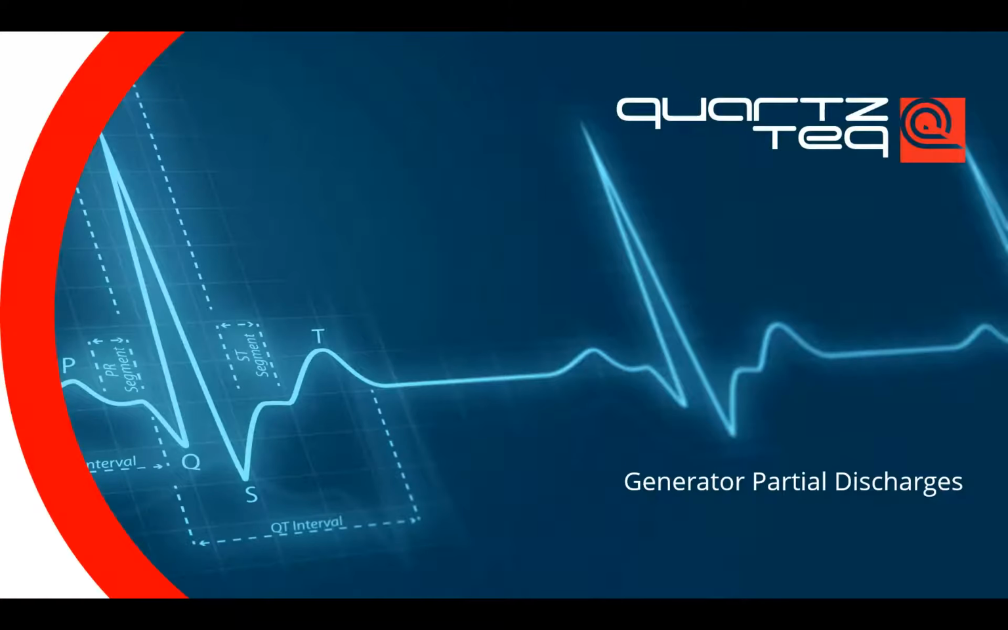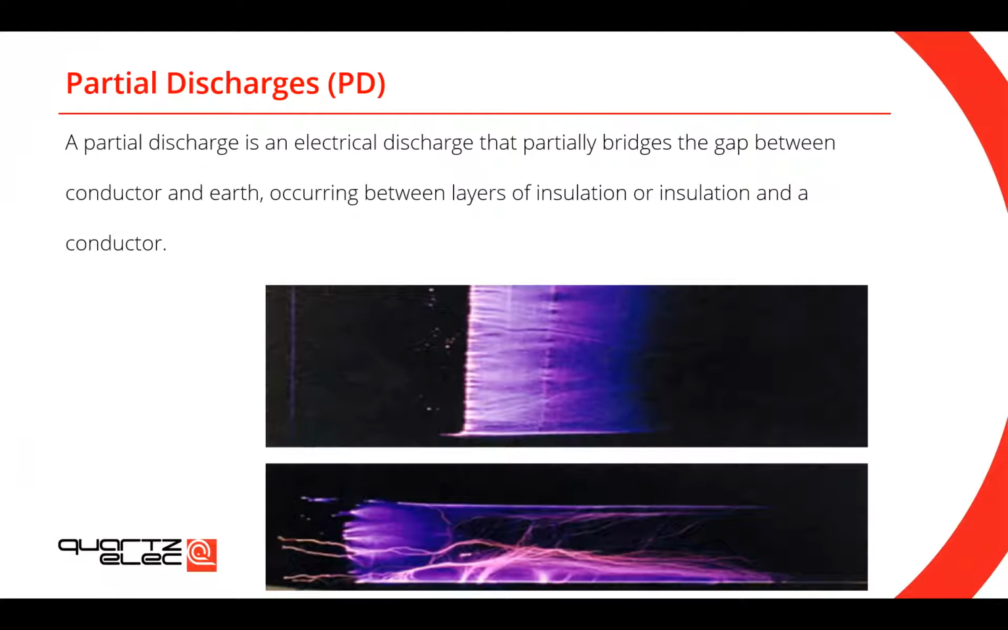So, generator partial discharges. Let me start from the definition. I guess many of you know what partial discharge is, but let me read that for you. A partial discharge is an electrical discharge that partially bridges the gap between conductor and earth, occurring between layers of insulation or insulation and a conductor. So it's called partial because it doesn't connect your copper with the core. It's happening in between the insulation.